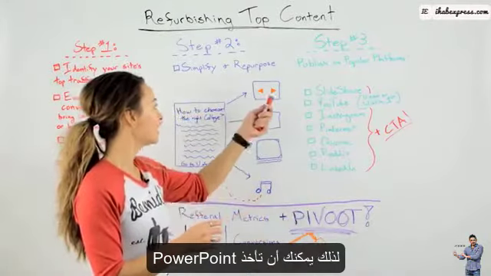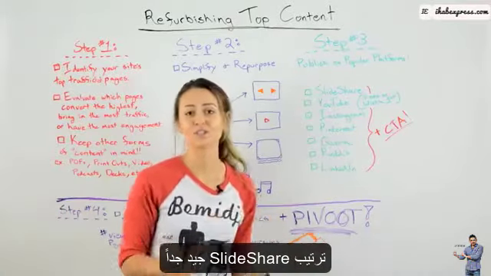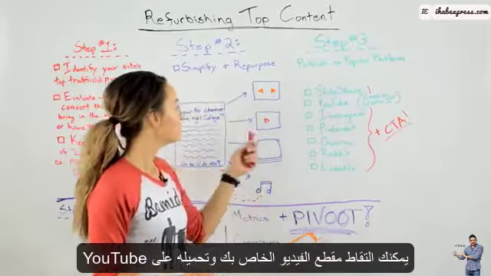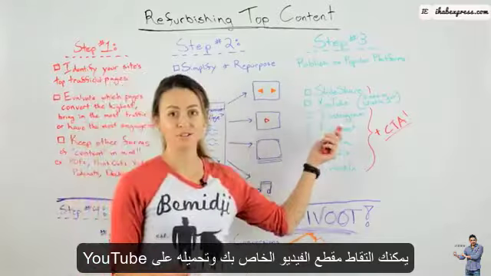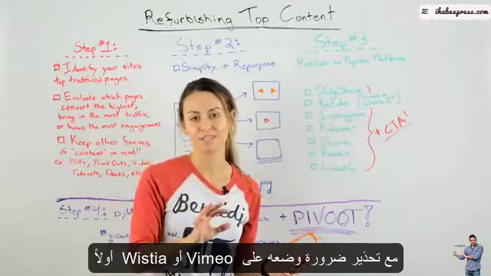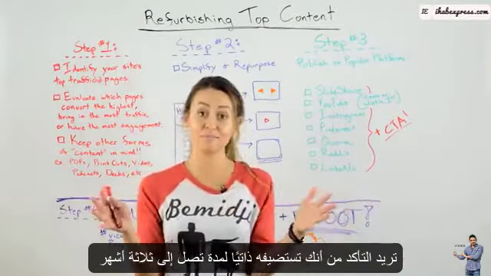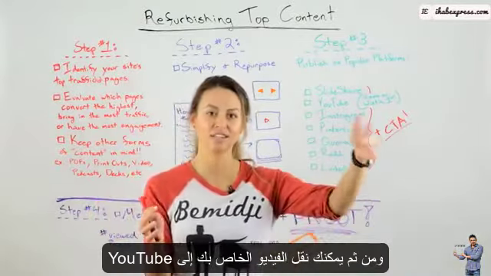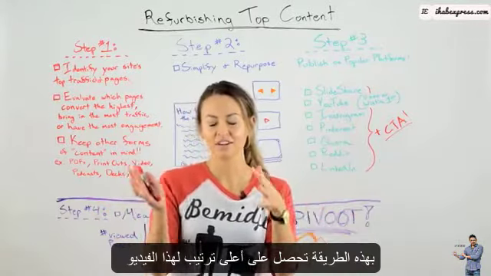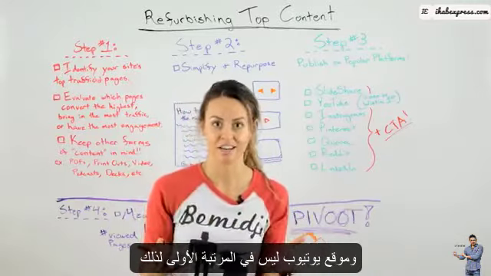So you could take your PowerPoint and upload it to SlideShare. SlideShare ranks so well. You could take your video and upload it to YouTube, with the caveat of putting it on Vimeo or Wistia first. You want to make sure that you are self-hosting for up to 3 months, and then you can transfer your video to YouTube. That way you're getting the authority of that video, and youtube.com isn't ranking first for it.